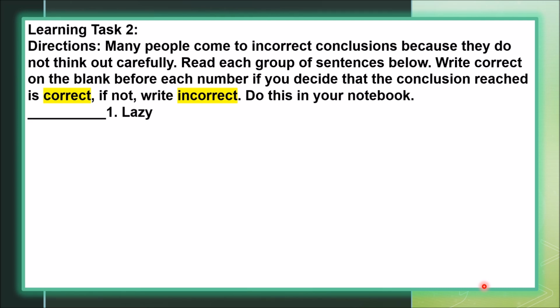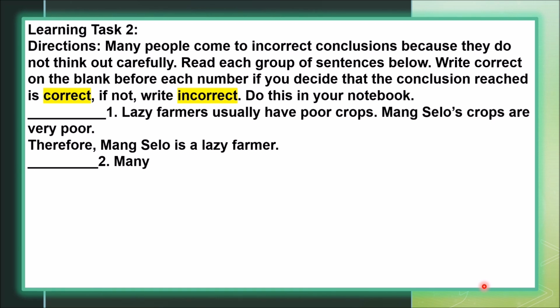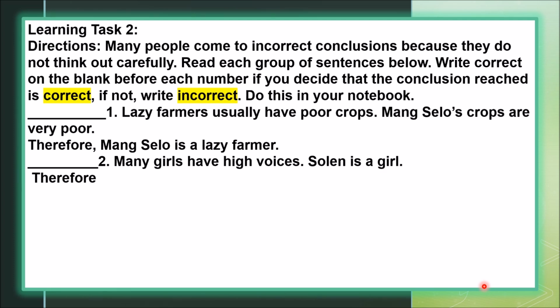Number 1. Lazy farmers usually have poor crops. Mangselo's crops are very poor. Therefore, Mangselo is a lazy farmer. Number 2. Many girls have high voices. Solon is a girl. Therefore, Solon has a high voice.